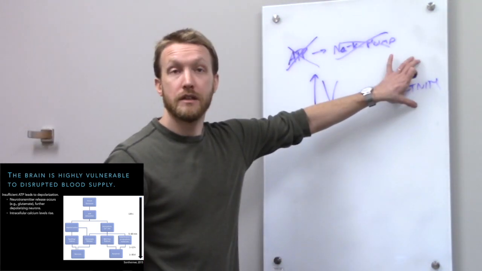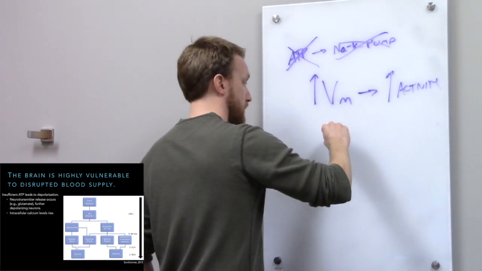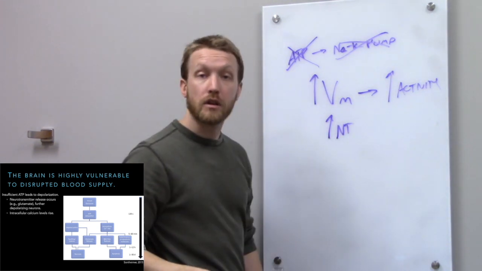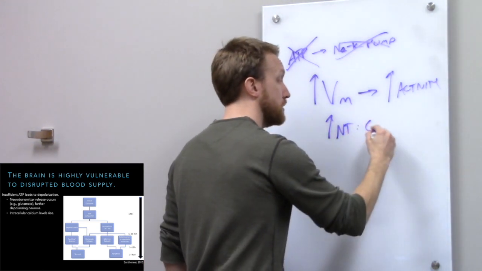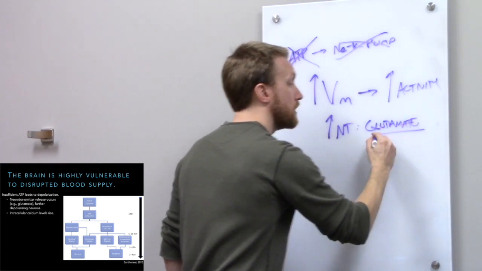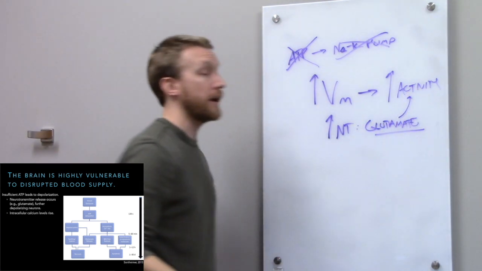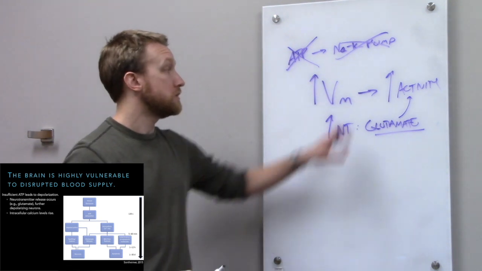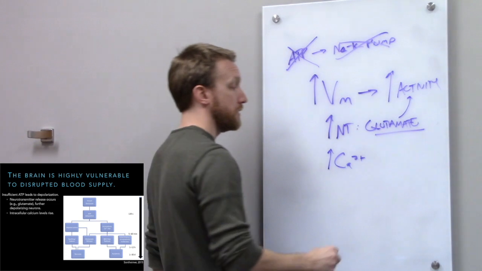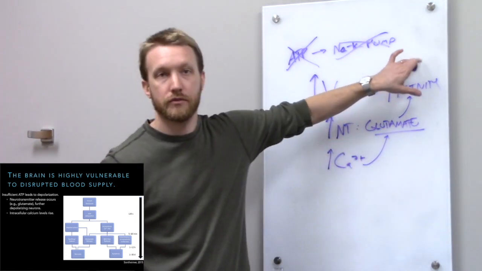That increase in activity is going to do a couple of things. It's going to spit out a whole lot more neurotransmitter. Now, one of the more common neurotransmitters would be glutamate. Glutamate is an excitatory neurotransmitter, so that is going to drive more activity. And as these neurons are depolarized, what that does is increase the amount of calcium within the cell, which of course drives the release of neurotransmitter and drives further activity.